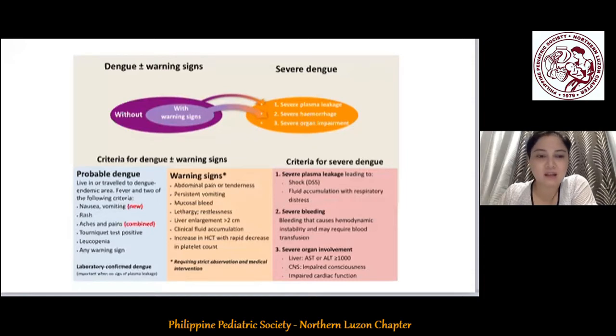So if the patient's temperature comes down and general condition improves, he or she has dengue without warning signs. And if the patient develops the warning signs during the transition from febrile to afebrile, there is a high risk of developing severe dengue. And all dengue patients with warning signs require close medical attention.